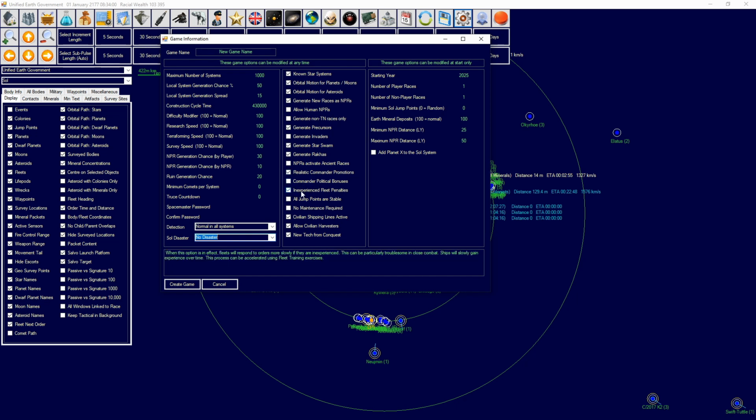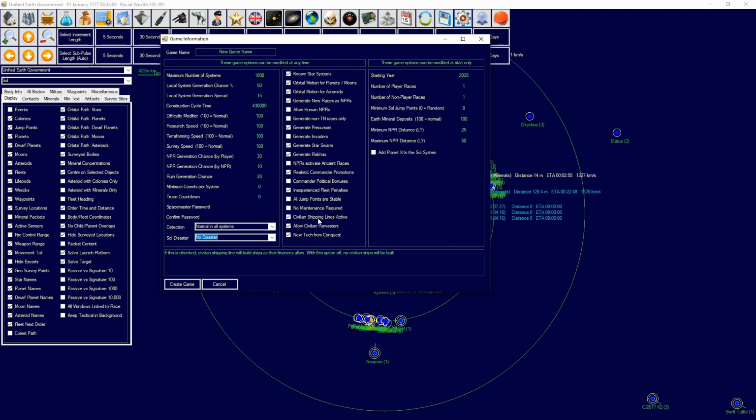Inexperienced fleet penalties: the fleet can be particularly slow if you don't train it up. All jump points are stable, so it means what it says on the tin. Every single jump point will be stable. You do not need to stabilize it. No maintenance required. No maintenance will be required for any ship or vessel.